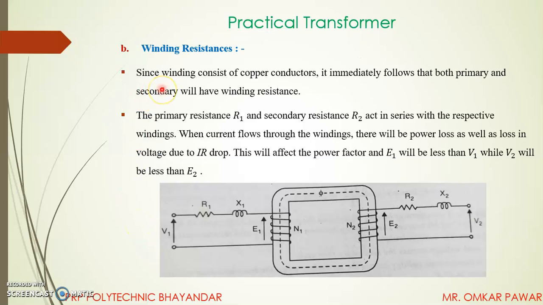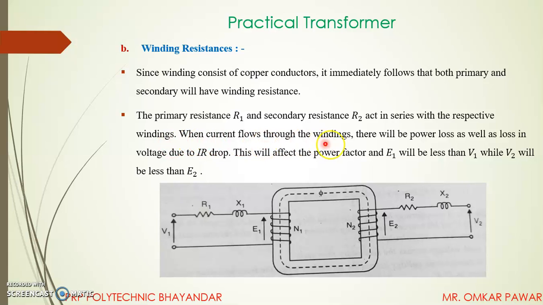Next is winding resistance. In case of ideal transformer, we assume the winding resistance is zero. But in practical transformer, since the winding consists of copper conductors, it immediately follows that both primary and secondary will have winding resistances. The primary resistance R1 and secondary resistance R2 act in series with respective windings.